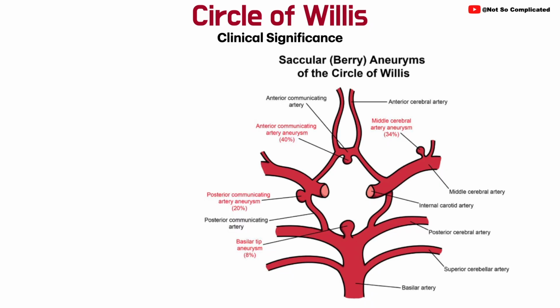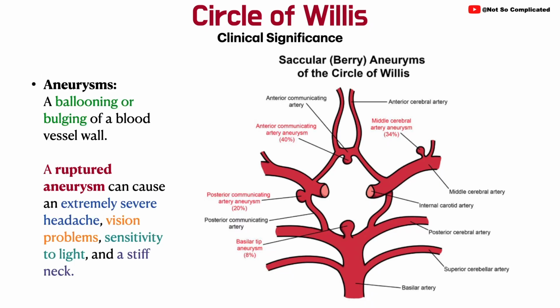All right, so that is how aneurysms present themselves. An aneurysm is a ballooning or bulging of a blood vessel wall, and a ruptured aneurysm can cause an extremely severe headache, vision problems, sensitivity to light, and a stiff neck. These are the manifestations of aneurysms, and they present with symptoms only if they are ruptured. There will be little to no symptoms unless the aneurysm is very large, which will cause compression effects in the brain regions. That is the very important clinical significance of Circle of Willis, and that is how we wrap this session up.